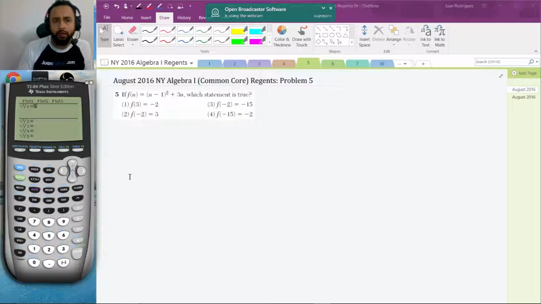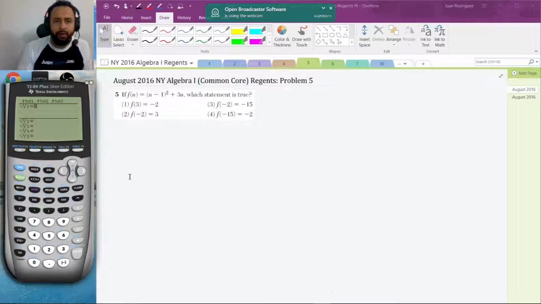Today we are working on the August 2016 New York Algebra 1 Common Core Regents Problem 5. If you want to access these exams, whether you're from New York or anywhere else in the world, go to nysedregents.org, click on the appropriate tab, and all the past tests are freely available there.